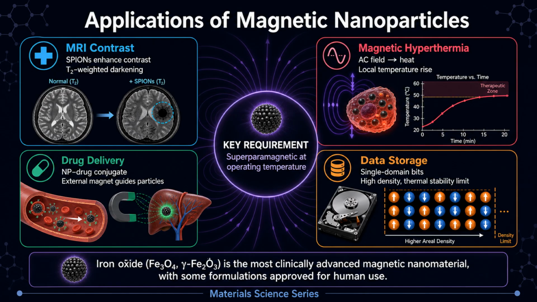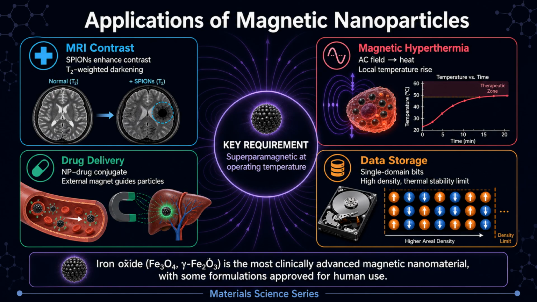Magnetic hyperthermia uses alternating magnetic fields to heat magnetic nanoparticles. As the field oscillates, superparamagnetic particles dissipate energy through Néel relaxation, generating heat. If particles accumulate in tumors, this localized heating can kill cancer cells while sparing surrounding tissue.